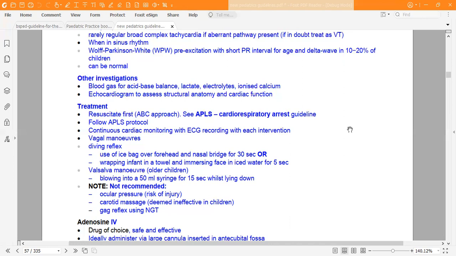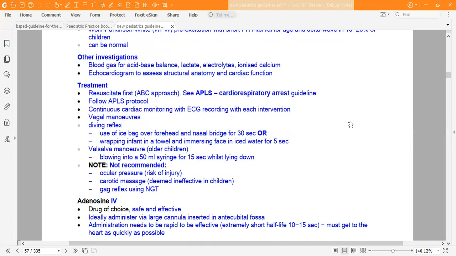Or ask him to copy you, for example, blowing into a 50 ml syringe for 15 seconds while lying down. So that's one of the maneuvers that can slow down the heart rate: diving reflex and Valsalva maneuver.